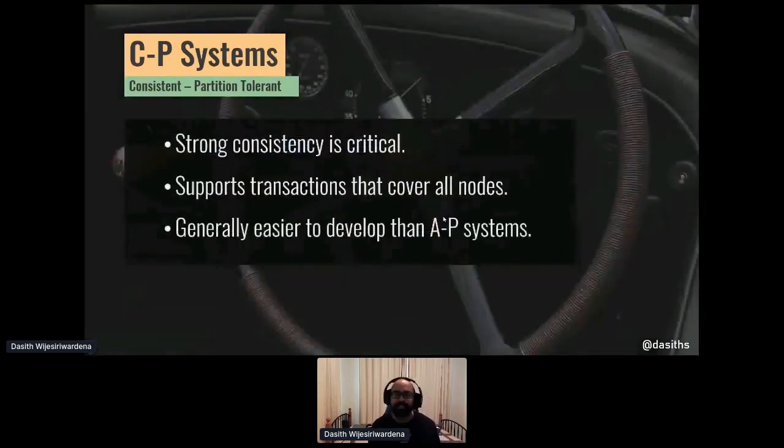So the reasons for building something like this is you really need strong consistency. So you need something like transactions to support invariant conditions that cover or span multiple nodes or partitions. And generally, it's easier to develop these systems because developers can fall back on things like transactions.